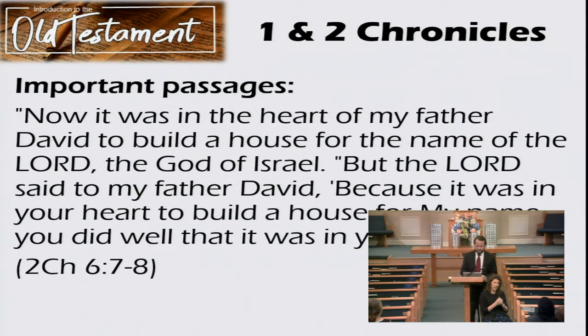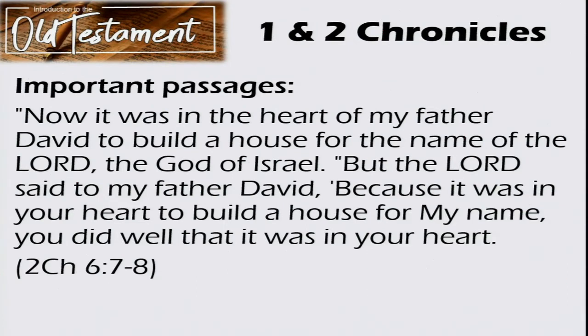The next passage, 2 Chronicles chapter 6. "Now it was in the heart of my father David to build a house for the name of the Lord, the God of Israel. But the Lord said to my father David, because it was in your heart to build a house for my name, you did well that it was in your heart." So God is saying it's good that you had this in your heart, but Solomon's recognizing here in this context that he couldn't, but they continued to do and to build the temple.